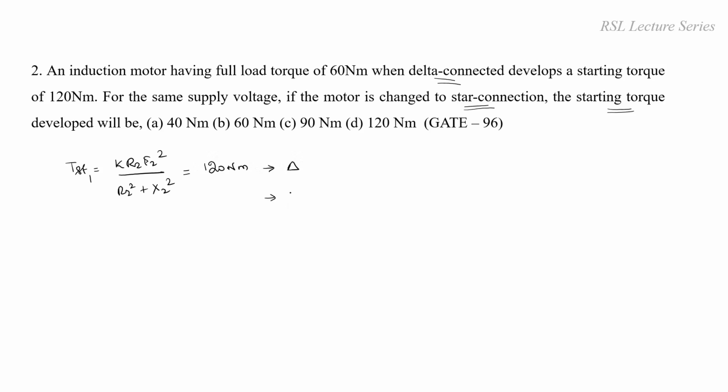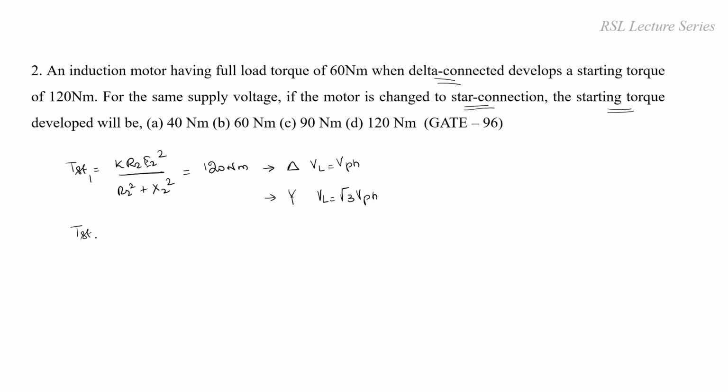If the connection is changed to star, in a delta connection we know VL is equal to V phase, whereas in a star connected network, VL is equal to root 3 times V phase. Here, E2 is approximately equal to the supply voltage. We have to take the per phase value because R2 and X2 are per phase values. So this E2 can be written as VL divided by root 3, or E2 divided by root 3.